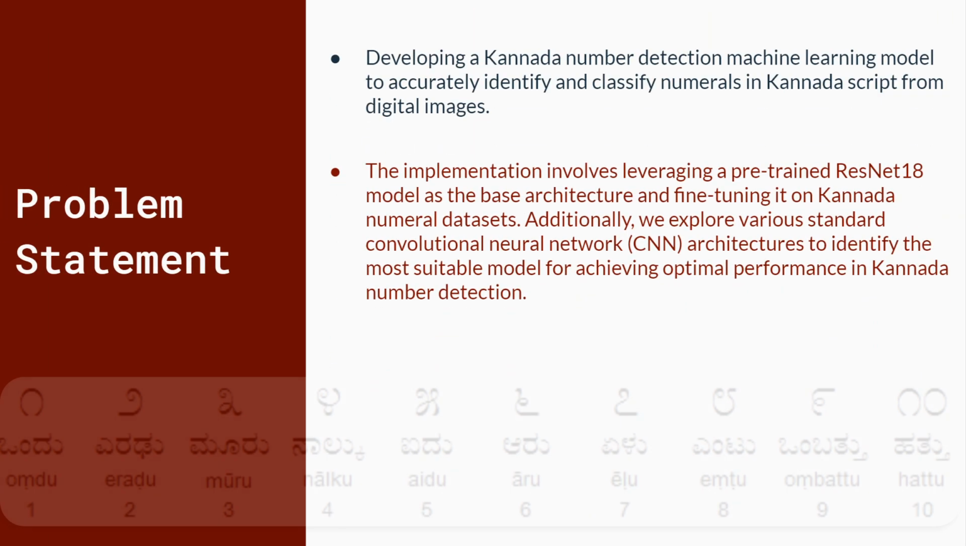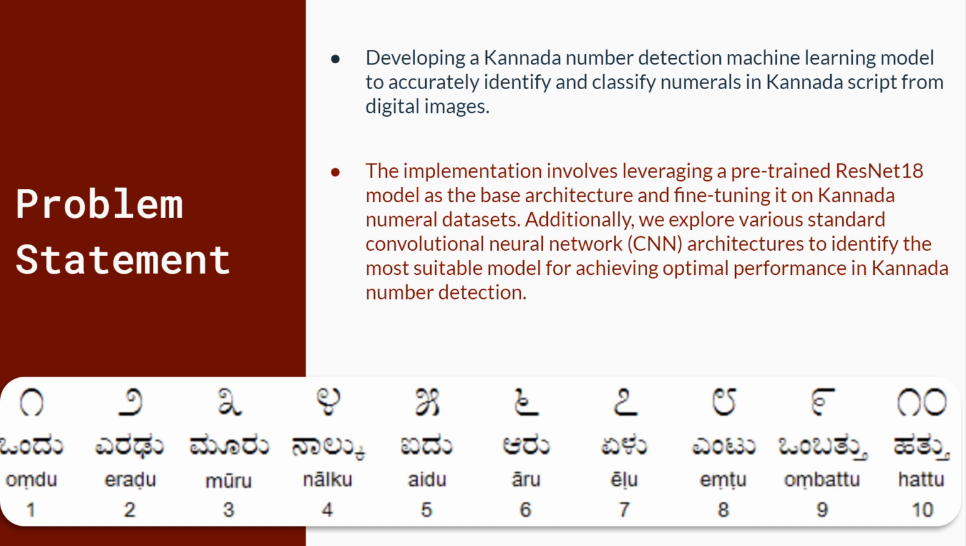If you go to the problem statement, we wanted to develop a machine learning model which accurately identifies and classifies Kannada numericals. The screenshot we have attached below represents how the digits look in the Kannada language. The implementation method that we thought of was to use a pre-trained ResNet 18 model that would serve as a baseline model, and then build a custom CNN with better accuracy.